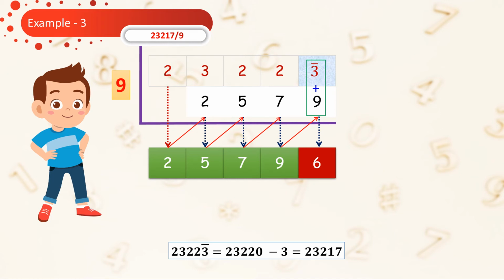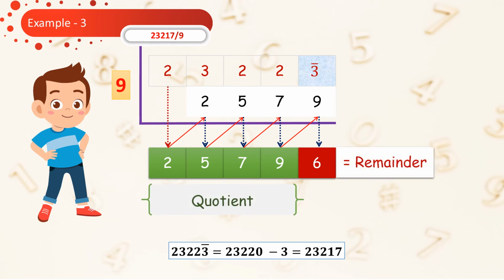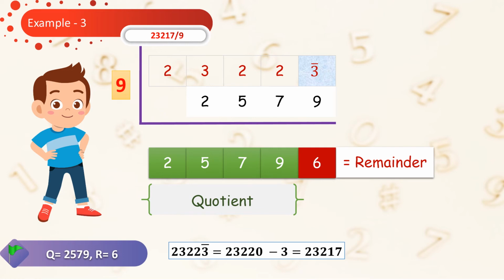So if you look at this particular example, we have removed all the big numbers from the original question and we have replaced it with smaller bar digits. So we are able to get the answer in a single line in a much more straightforward way. Final answer is same as what we got in the previous example. The quotient is 2579 and the remainder is 6. So that completes example 3.